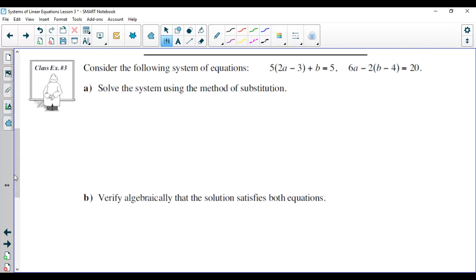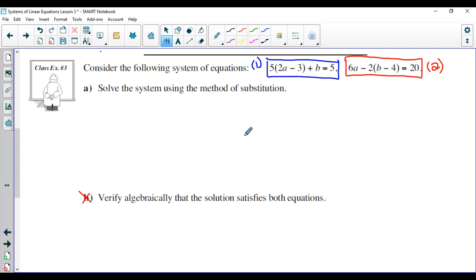Okay, last one. This is considered the following system of equations. So once again, we'll start off just by boxing these things. Okay, so we're going to call this one the first equation, equation 1. And then we'll call the second equation equation 2. And solve the system using the method of substitution, and then verify algebraically. I think this time around, we're just going to skip the verification. Again, the verification just involves once you get the values of A and B, just plug them back in and see if both sides are equal. I just want to save a little bit of time here.